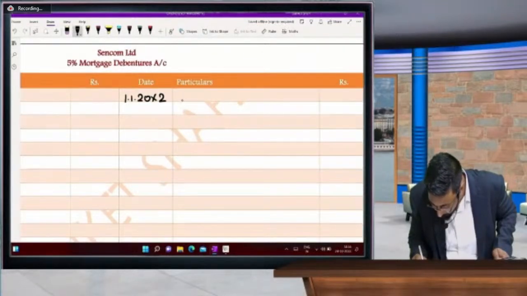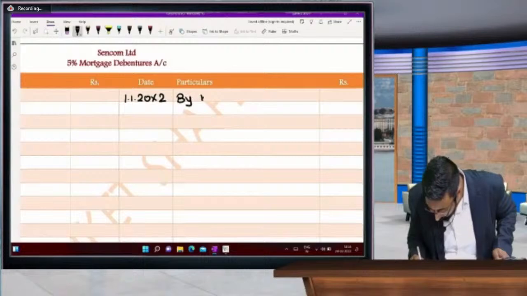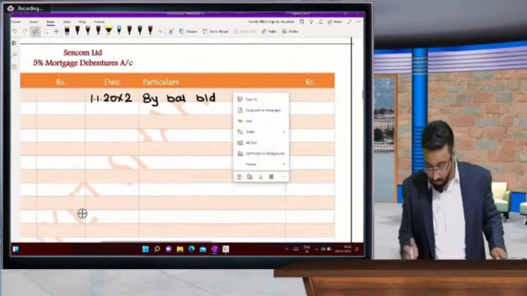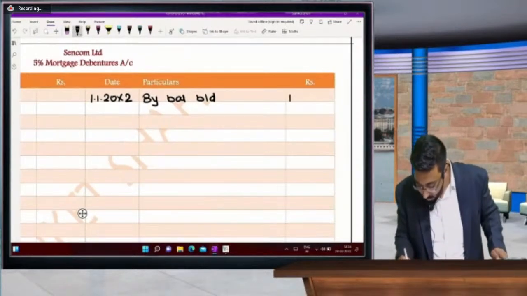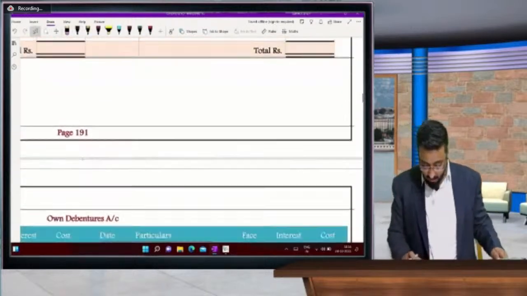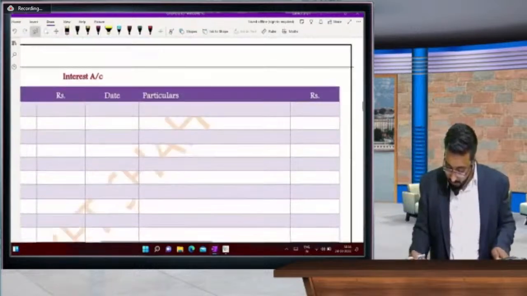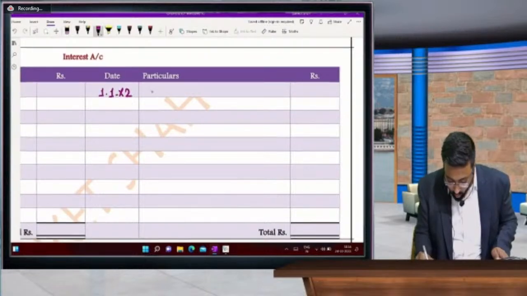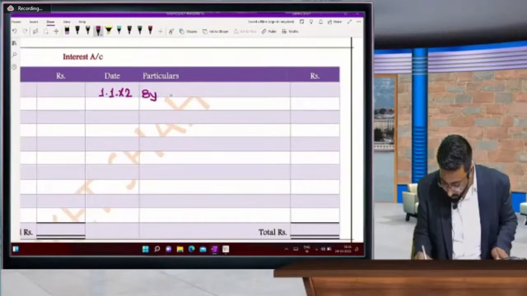1/1/2002. Buy balance brought down. Write down 1,50,000. Take red pen. Interest account, 1st Jan 2002. First line.